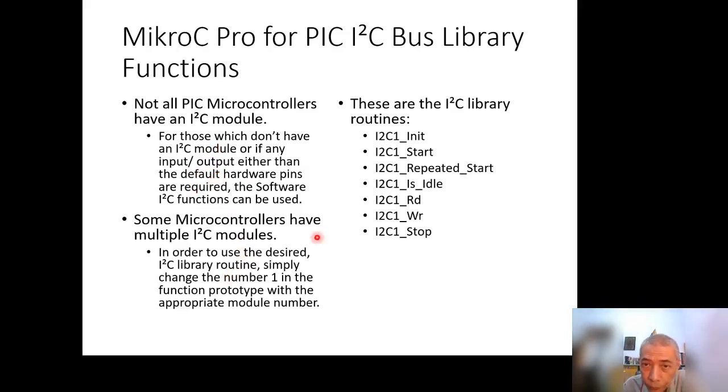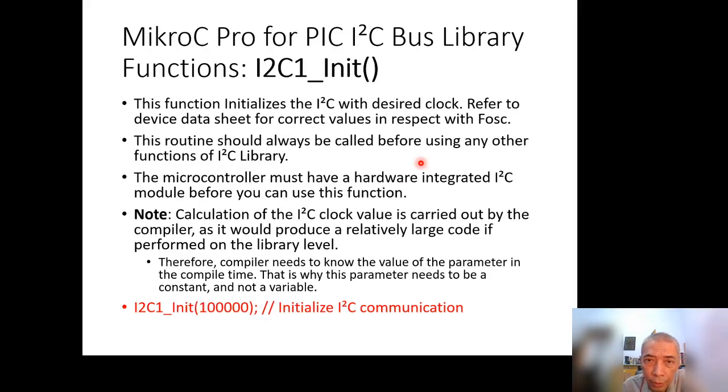Okay, so we need to explain one by one of this I2C bus library function. The first one is called I2C1_Init. This function is to initialize the I2C with desired clock, and you have to refer to the device data sheet for correct values with respect to Fosc.